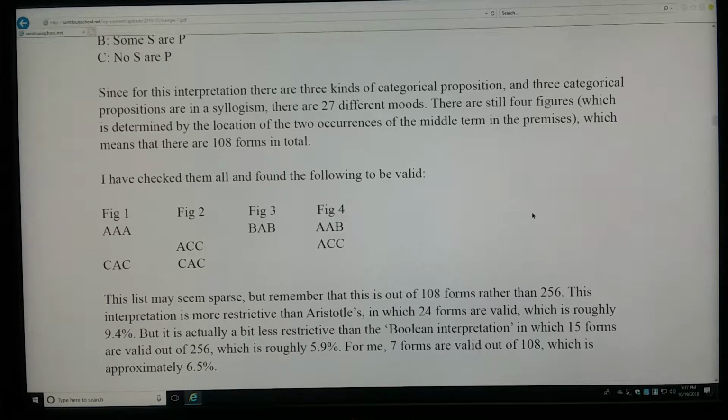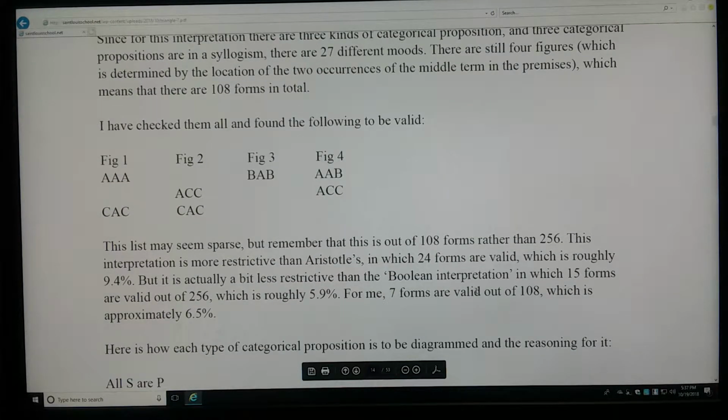Now that list may seem a little bit sparse, but you have to remember that this is out of 108 forms rather than the 256 forms that you get with 4 categorical statements. So this interpretation is a little bit more restrictive than Aristotle's interpretation, in which you have 24 forms that are valid out of 256. But it's a little bit less restrictive than the Boolean interpretation, in which you have 15 valid forms out of 256.